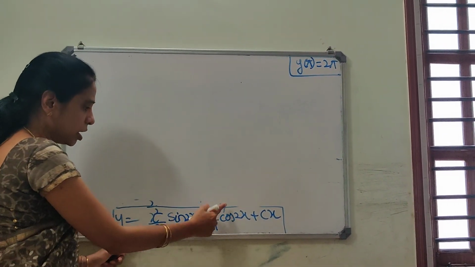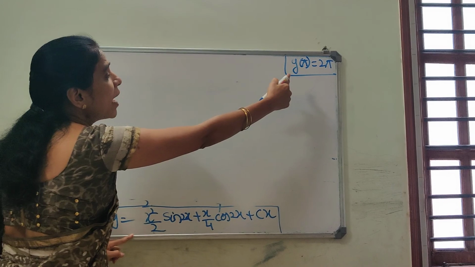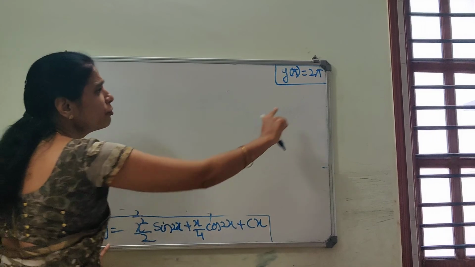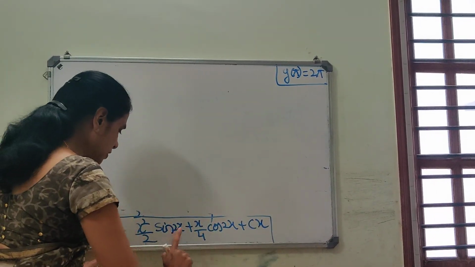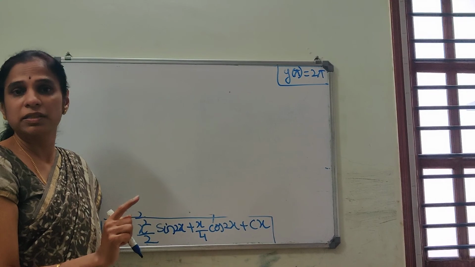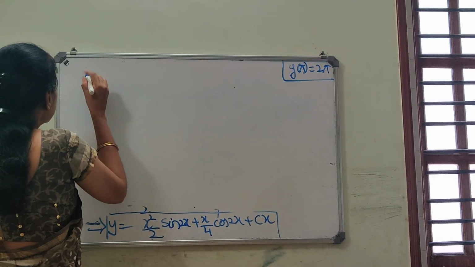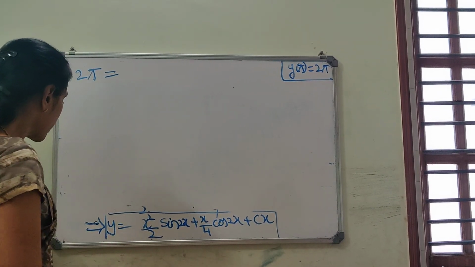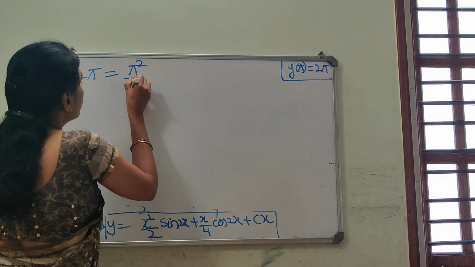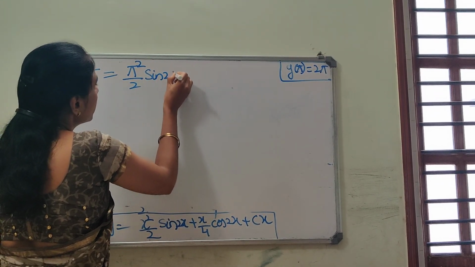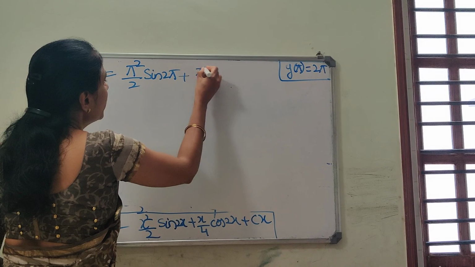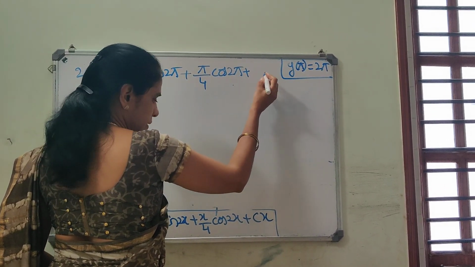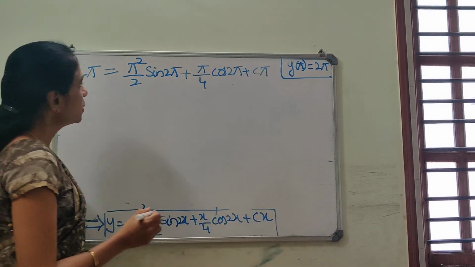I just kept it here so that I can substitute my value x is equal to pi. So at x is equal to pi, the value of y will be 2 pi. So in the LHS, wherever there is x, I need to substitute x is equal to pi. So y will be in that case becomes 2 pi. 2 pi is equal to pi square by 2 sine 2 pi plus pi by 4 cos 2 pi plus c pi.